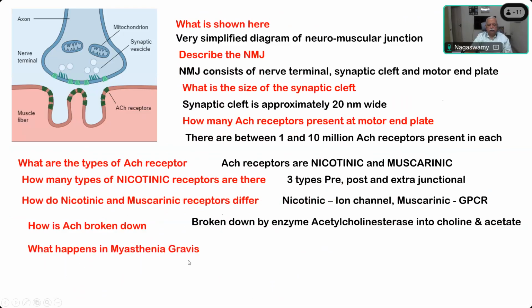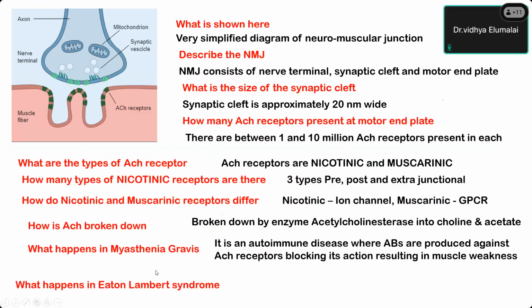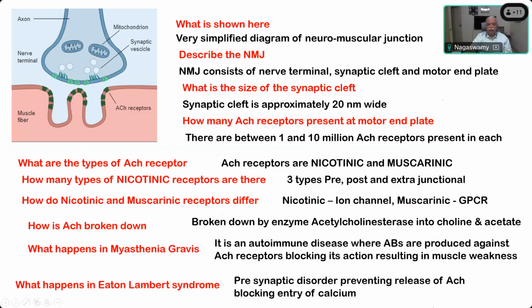What happens in myasthenia gravis? Antibodies against acetylcholine receptors, very good. It's an autoimmune disease where antibodies are produced against acetylcholine receptors, blocking the action, resulting in muscle weakness. What happens in Eaton-Lambert syndrome? Antibodies are produced against the voltage-gated calcium channel in the presynapse. So it is a presynaptic disorder, preventing release of acetylcholine by blocking entry of calcium in the presynaptic area. Okay.